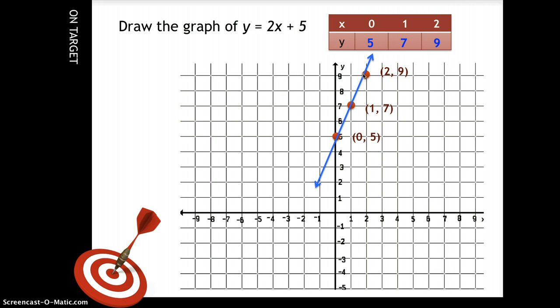That's your line. And then lastly, label your line by its function. So that's y is equal to 2x plus 5.